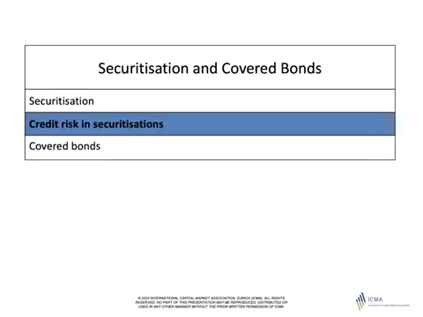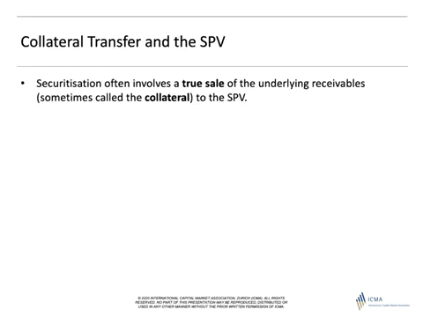Now that we've seen how securitization is structured, we can take a closer look at how credit risk is transferred and managed in securitizations. As we've seen, securitization often involves a true sale of the underlying receivables, or the collateral, to the SPV.